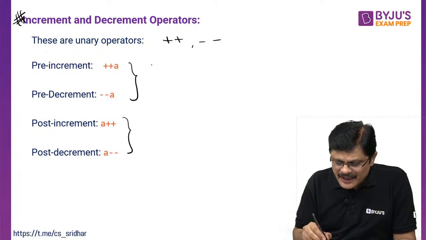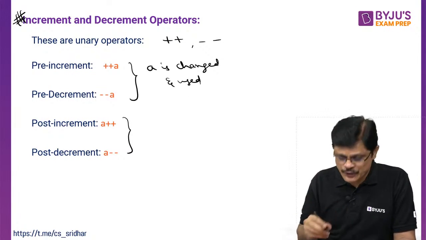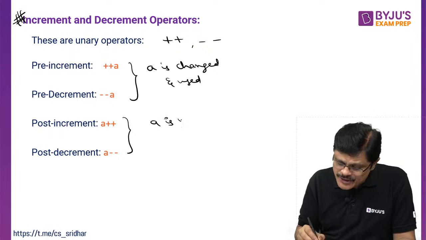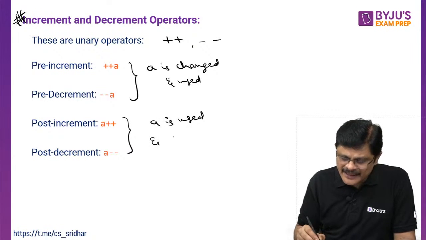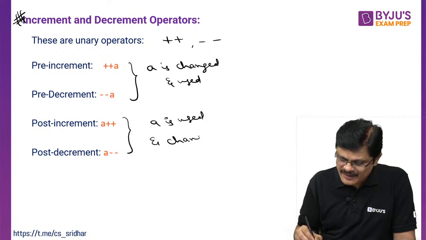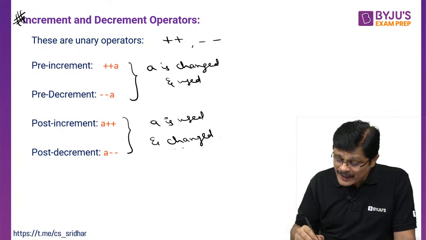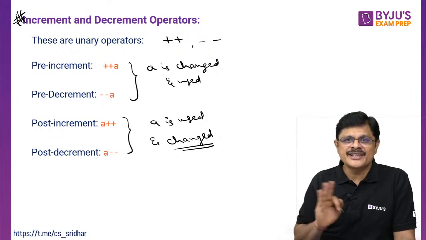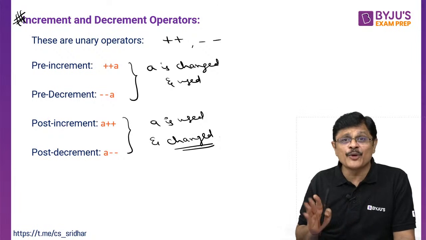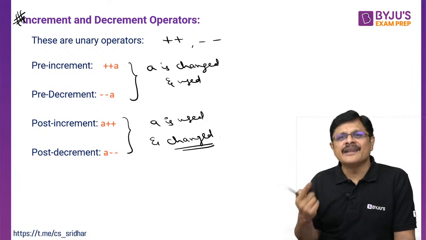See here, a is changed and used. The value of a is changed and used. Here, a is used and then changed. Now people generally have doubts about when it gets changed. Actually, the C standard does not tell you anything about when it gets changed, my dear friends. Generally, before the next statement, the value gets changed.